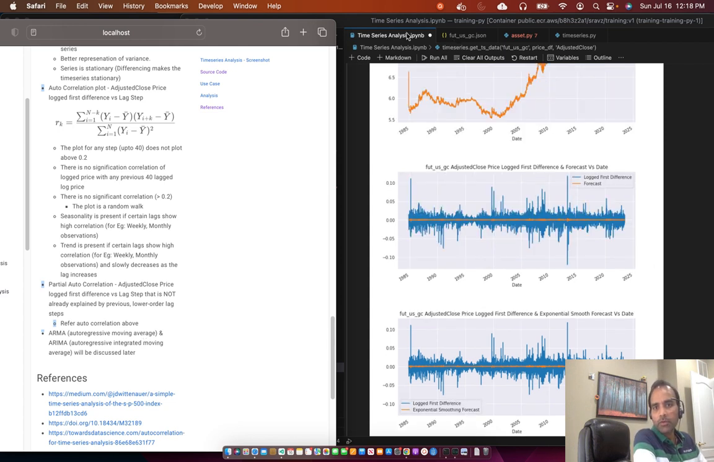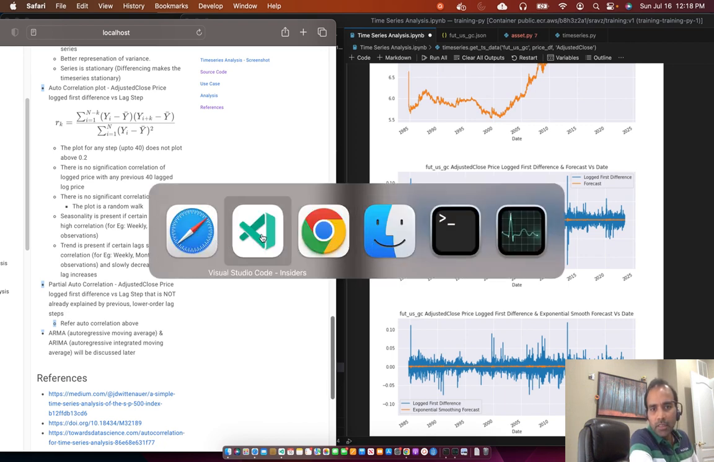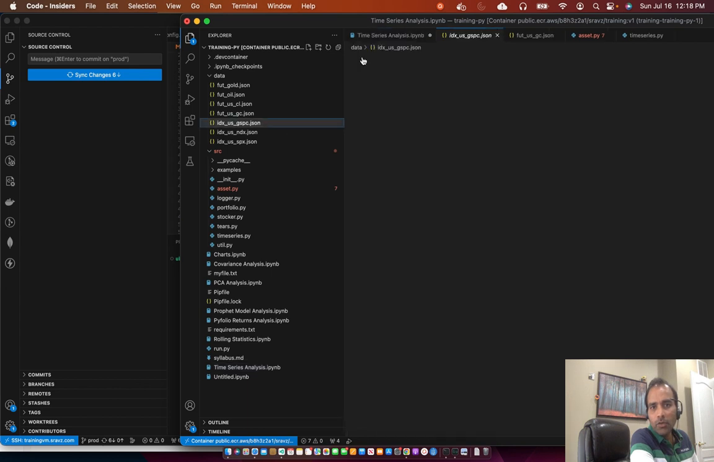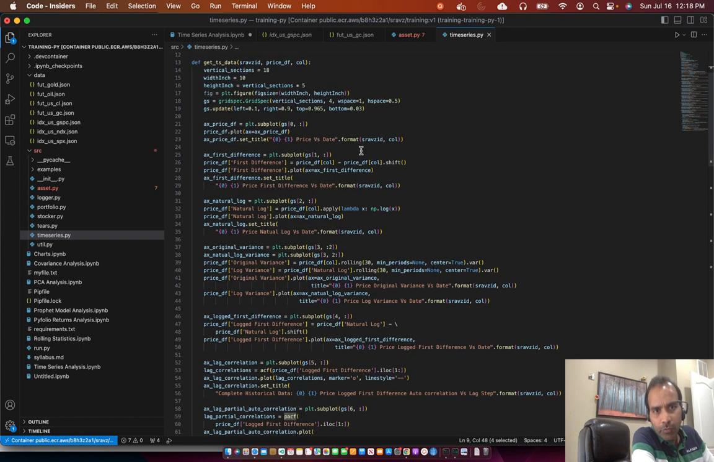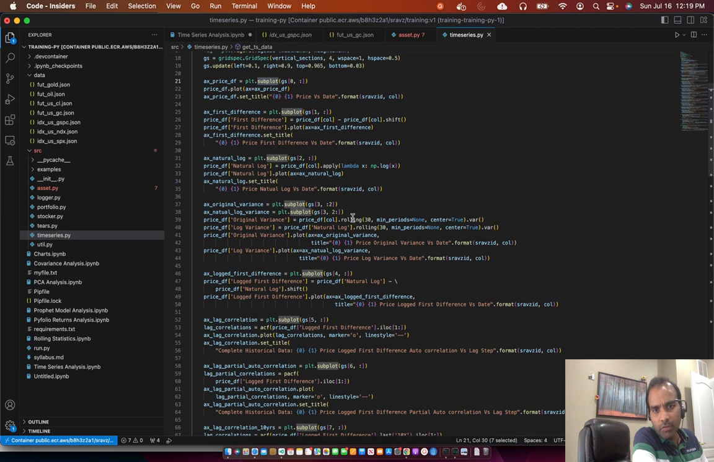The code base is uploaded to GitHub. I'll quickly go over the Python code base in VS Code. We use statsmodels to import the autocorrelation and partial autocorrelation functions. Then we used matplotlib. We created a plot with 18 vertical sections. Then we subdivided the vertical sections into subplots. We did all that and then we plotted them.